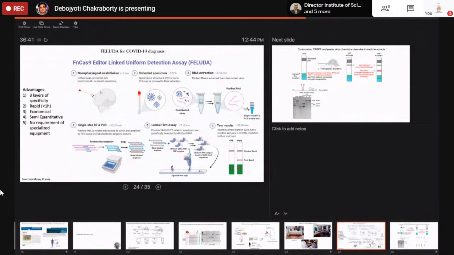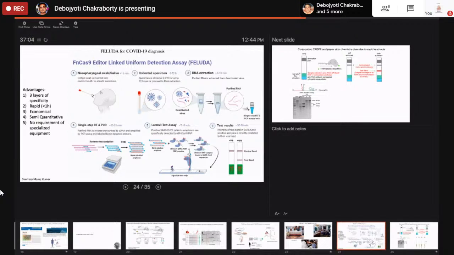Of course, then the pandemic struck and the world turned upside down for most of us, and we thought that here was a detection system that we were doing for monogenic disorders, which had a point mismatch. But if you do it for a viral sequence, it would probably be much more efficient, because here we have 20 bases of match, and that's how the Feluda assay came about.